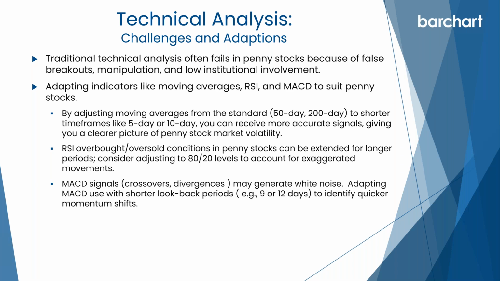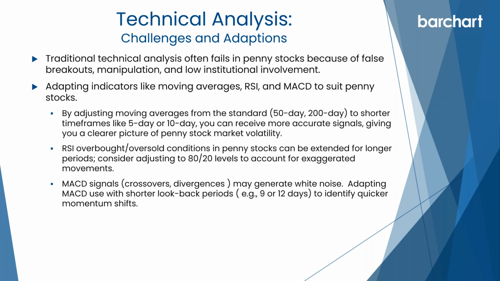Again, when we talk about risk management, these values might also help us in our risk management. RSI, traditionally we think about RSI in terms of overbought and oversold conditions as 70 and 30, but maybe consider adjusting them to 80s and 20s to account for these exaggerated movements, because penny stocks can be exaggerated for longer periods of time. And MACD, or moving average convergence divergence, typically will use a 12, 26 as their first and second moving average. Think about maybe adapting those to shorter time frames to give you quicker momentum shifts.